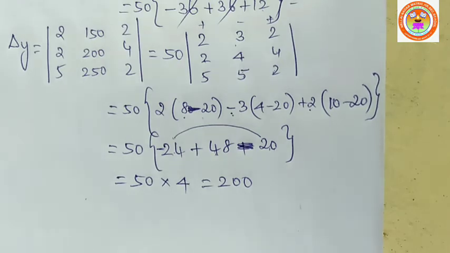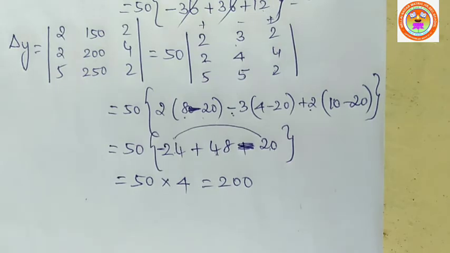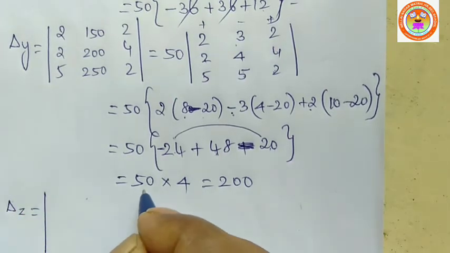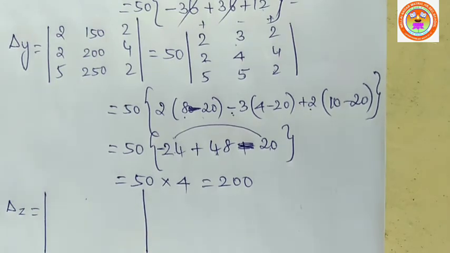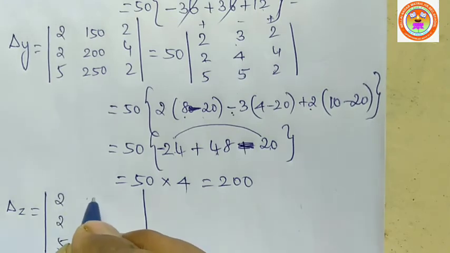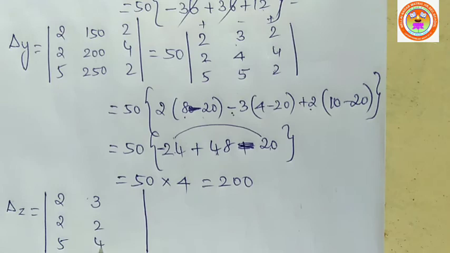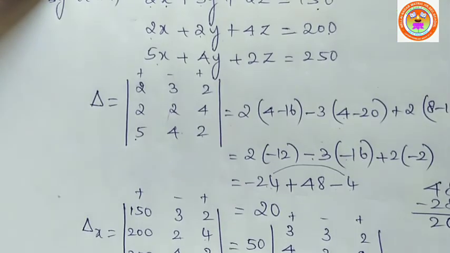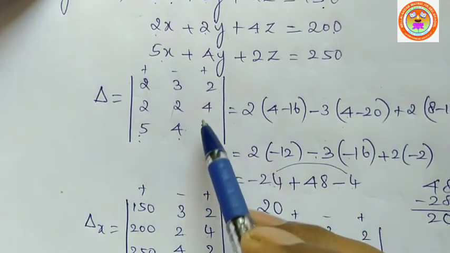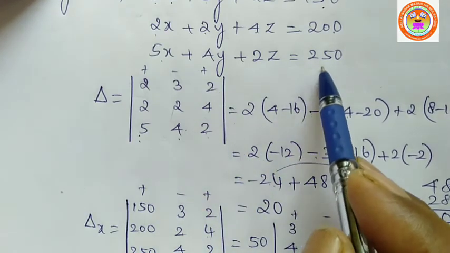Now we are going to find out delta Z. Delta Z is obtained from delta by replacing the third column elements by the constant term. So the first column elements 2, 3, 5 and second column elements 3, 4 remain the same. See our delta, 2, 5, 3, 4. Now we are replacing the third column by the constant term.